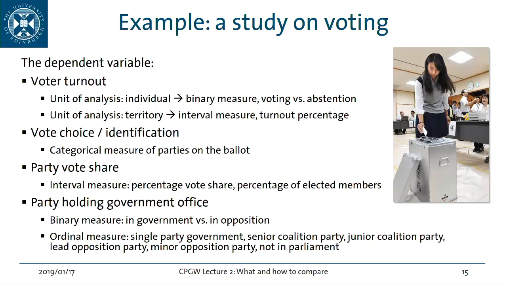All of these are perfectly valid dependent variables that you could use in comparative politics studies, but all imply that we're asking different things about the world, that different things are puzzling us. Sometimes it's puzzling why people turn up to vote in one country but not in the other. Sometimes we're not interested in that. We're just interested in why a Green Party does so much better in the Nordic countries, for example, than in Mediterranean countries.